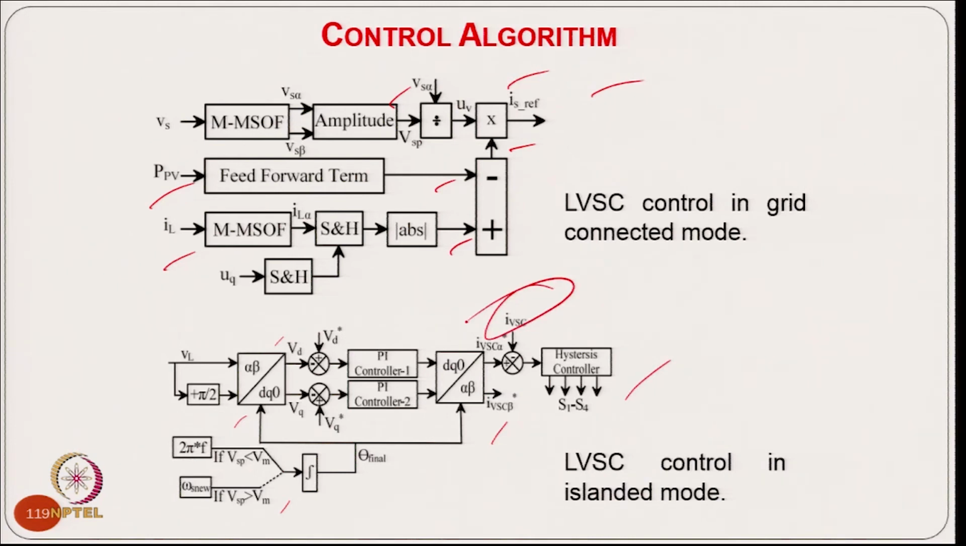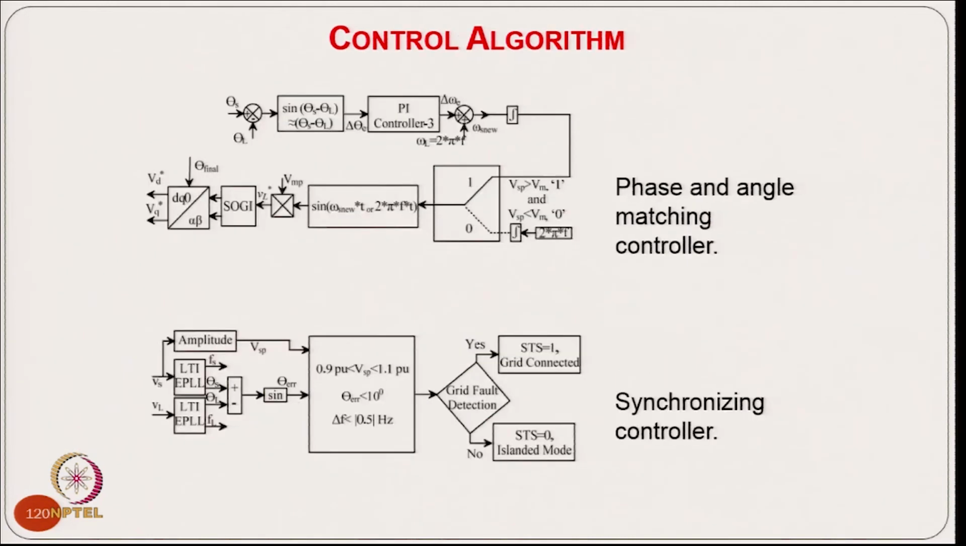So, it feeds the load when the grid is not there, and when the grid comes, voltage, frequency and angle should match. That is how the angle is matched: the PI controller changes the frequency slowly, and once phase, frequency and magnitude are all matched, we change over the switch from islanding mode to grid connected mode, and it operates in grid connected mode.